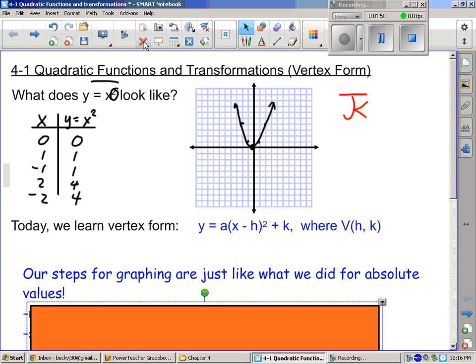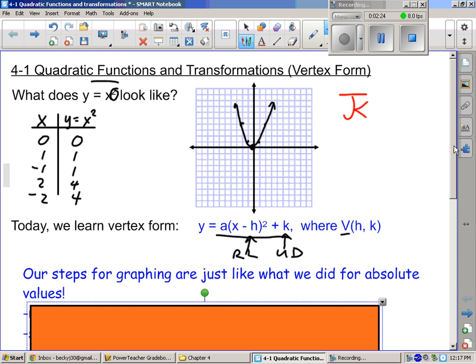All right, the next part. Here is our vertex form, right here. And the vertex is h, k. That's just like in the absolute value. And so that's still going to move it to the right or left, and it's backwards. It's backwards, and this is still going to move it up or down.